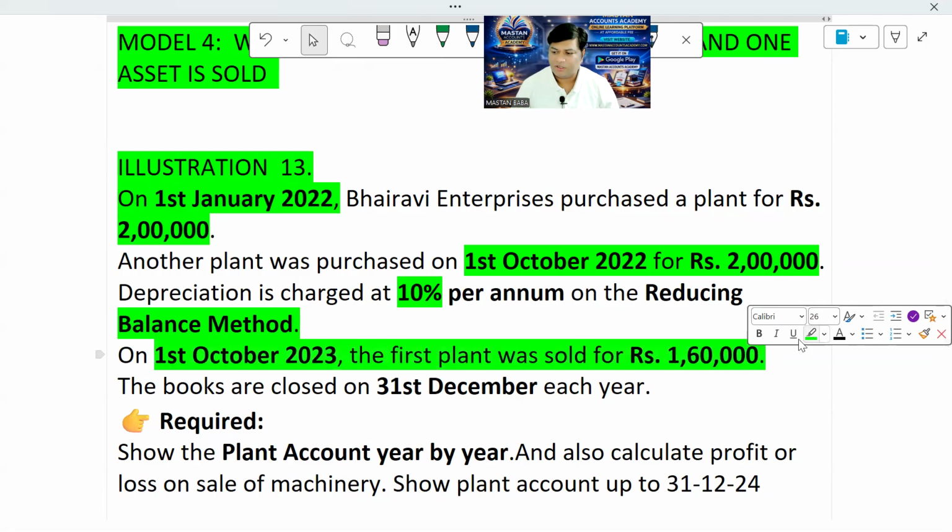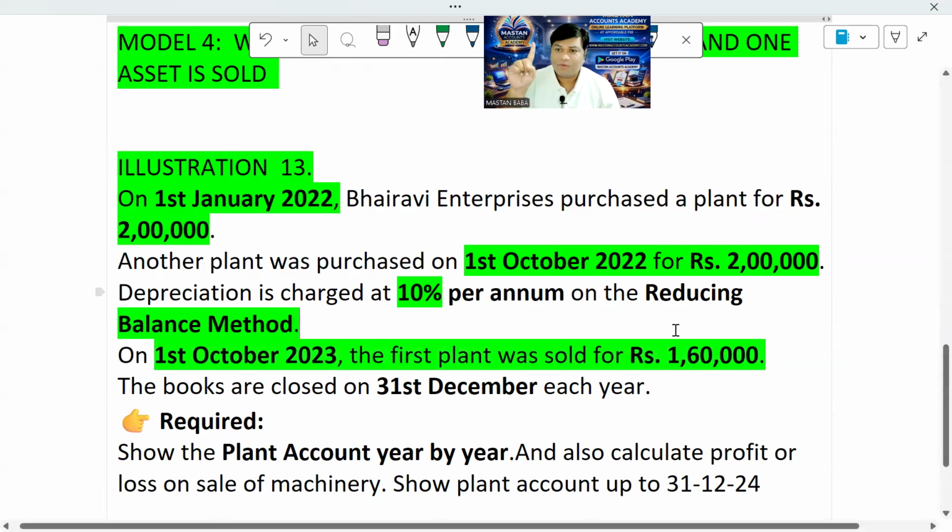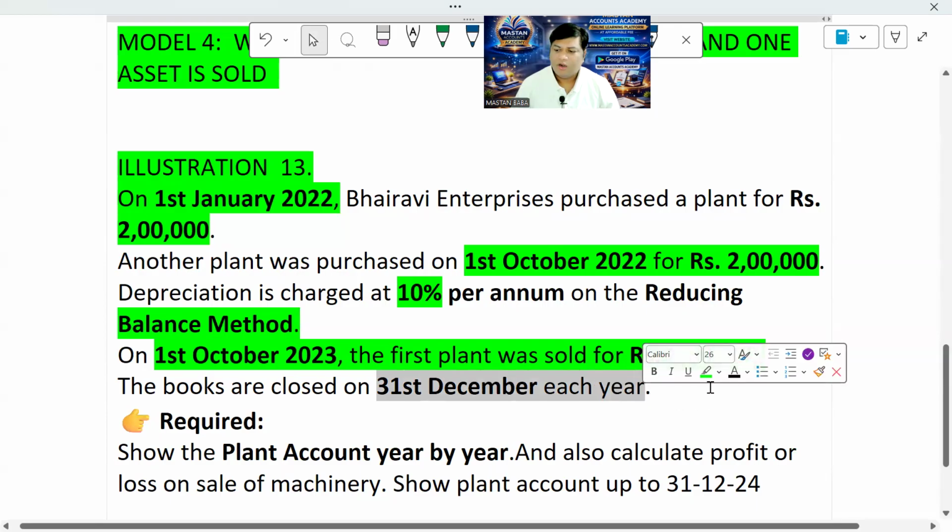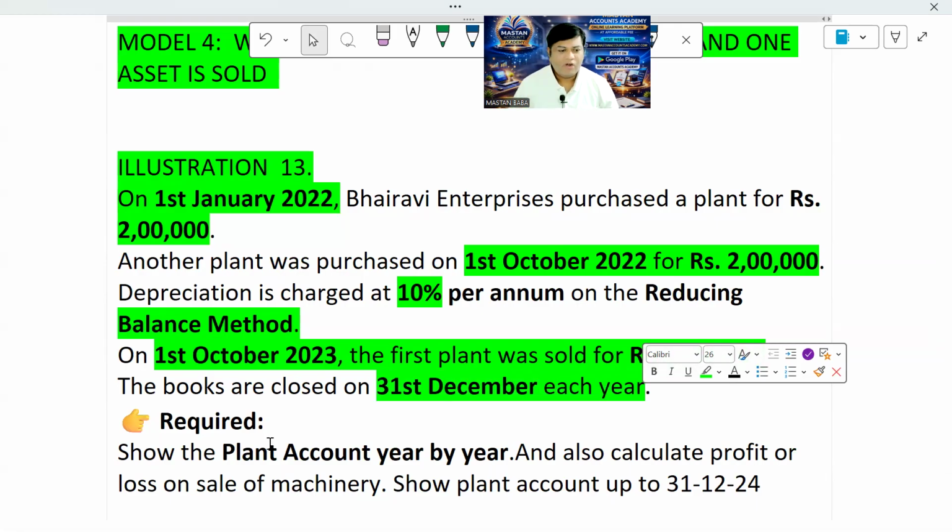So it's clearly mentioned that they sold the first machinery, which was purchased on 1/1/2022. Purchased on 1st January 2022, and sold on 1st October 2023 for 1,60,000, and the books are closed on 31st December each year. So from this we can say that they are following the calendar year as the financial year, that is from 1st January to 31st December. Okay, got it.